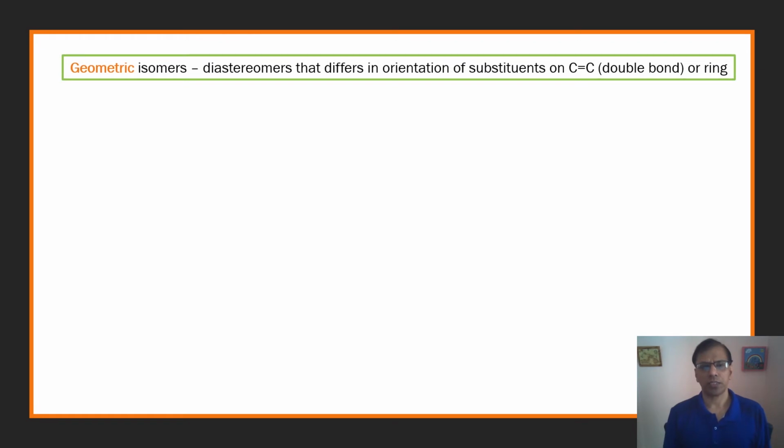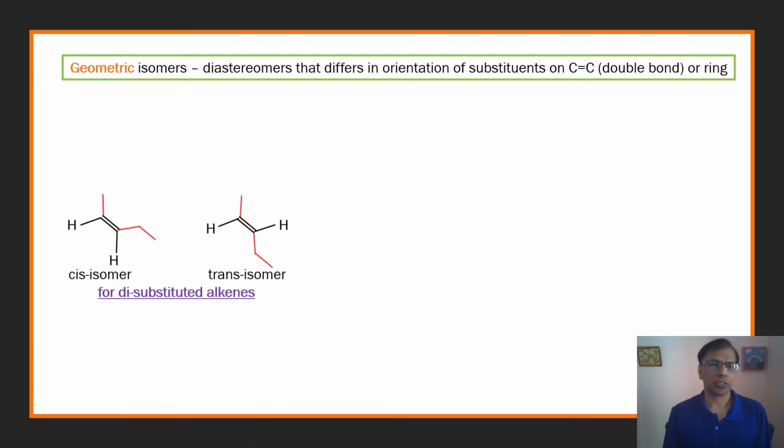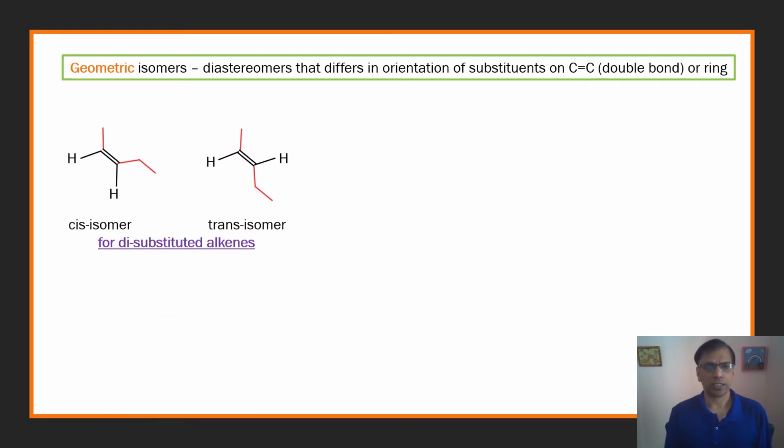So let's talk about geometric isomers. So what are geometric isomers? Geometric isomers are diastereomers that differ in orientation of substituents on a carbon-carbon double bond or on a ring. So there are two types of geometric isomers. They are cis and trans. So let's try to make some models and help better understand what a cis and trans isomer is.